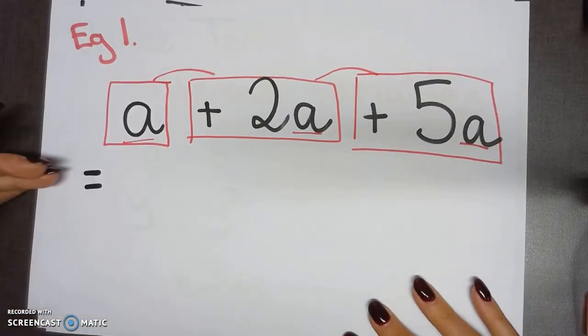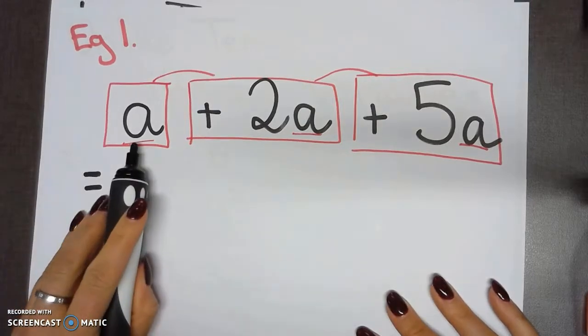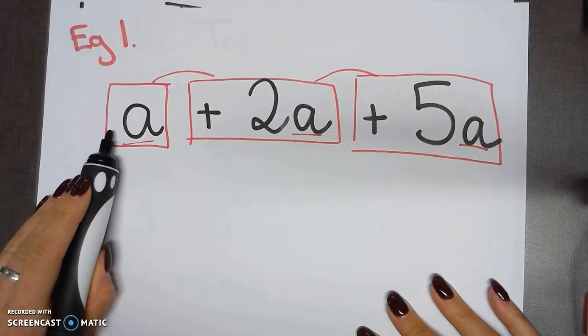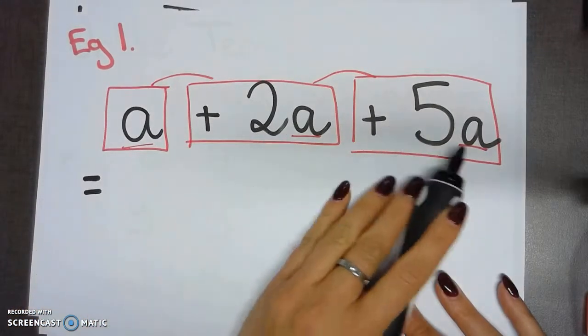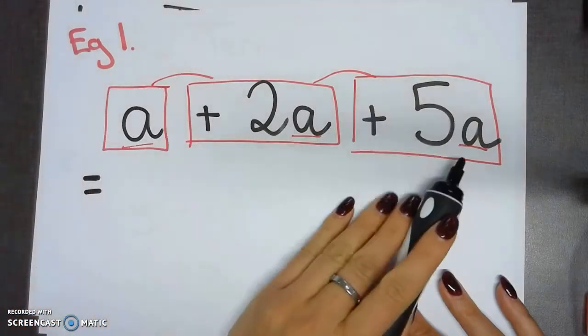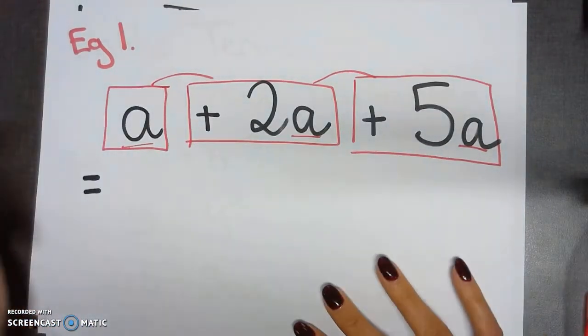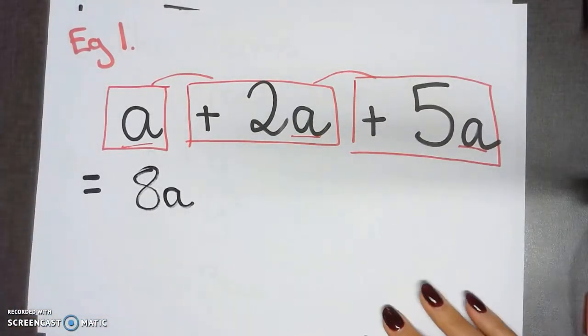I line up my equal sign on the left every single time. I know that I've technically got 1a here, so I've got 1, 2 and 5. So 1 plus 2 plus 5 gives 8a altogether.